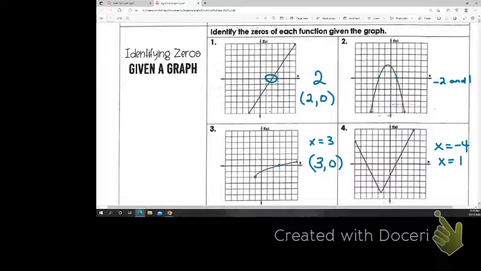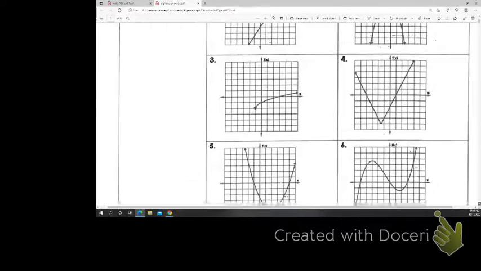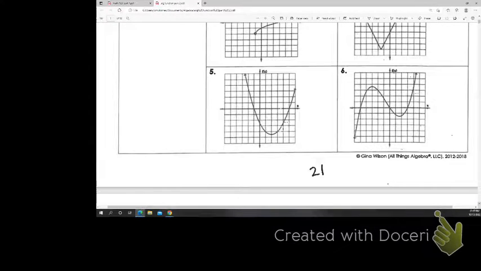So far we've seen ones with just 1 and ones with 2. We can have even more than that. As we look down at the other ones on this page, we see number 5 has 2, but number 6 has 3 zeros. It crosses the x-axis 3 times.